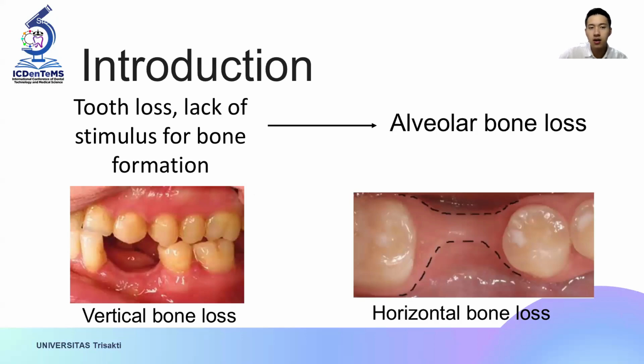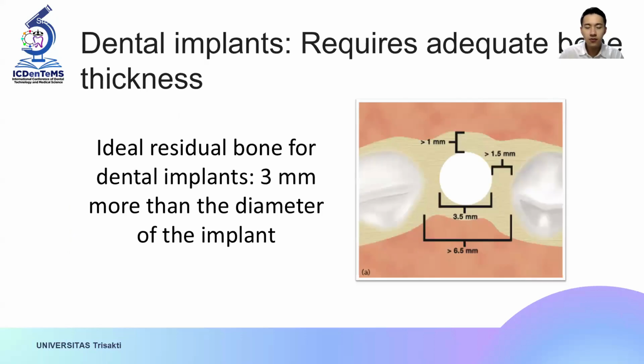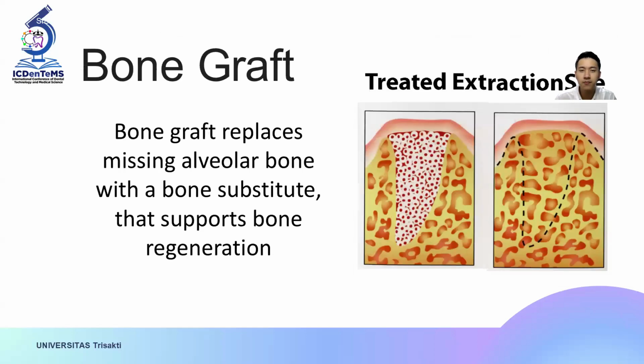So tooth loss will cause lack of stimulus for bone formation, which will cause alveolar bone loss. And there are two types of alveolar bone loss, which is vertical bone loss and also horizontal bone loss. And this will cause a problem for dental implants, which require adequate bone thickness. The ideal residual bone for dental implants is 3 millimeters more than the diameter of the implant.